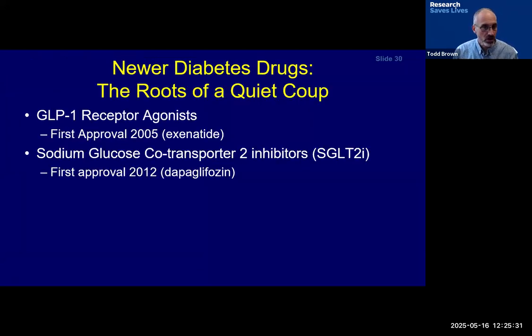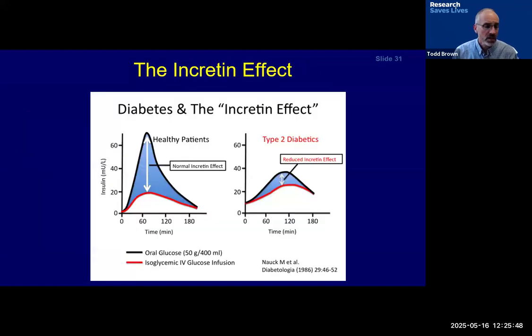So here's the roots of the quiet coup, deposing metformin. Exenatide was the first drug in this class back in 2005, and dapagliflozin, an SGLT2 inhibitor, came out in 2012. Let me talk a little bit about the incretin effect, just so you have some background about these GLP-1 receptor agonists. It's been recognized for a long time that the insulin response to an oral glucose load, which you see in the black line, is much higher than the same amount of glucose given IV. So it had been hypothesized that using the gut, you get this increase in insulin, so maybe there's this incretin thing.